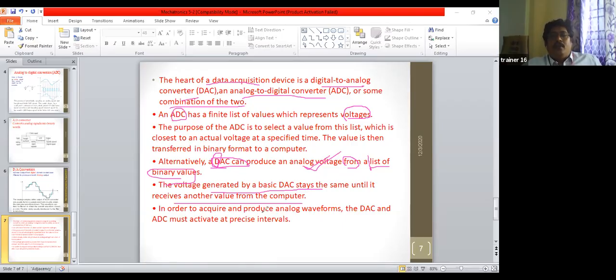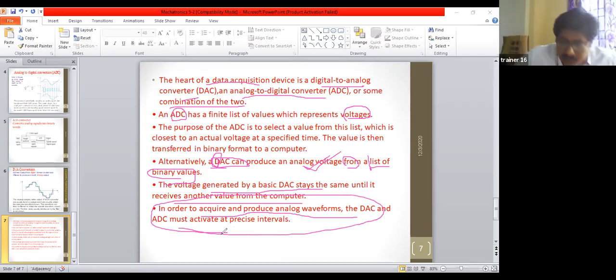In order to produce analog waveforms, the DAC and ADC must be activated by the processor. That means according to our requirement, this analog to digital or digital to analog conversion will vary. The data converters will vary.